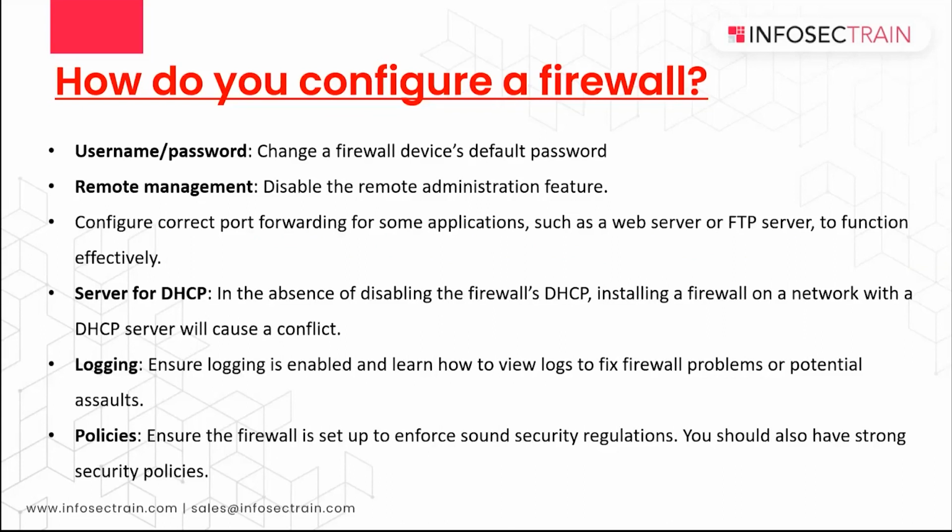Okay, FTP, web server, we have a port number for it. For FTP, what is the port number? 21. Okay, service of DHCP. What is DHCP doing? DHCP is providing an IP address. Okay, in the absence or disabling of a firewall, installing a firewall onto the network, the DHCP server will cause a conflict. Okay, if any new device is connected, DHCP is going to provide an IP address to that device.